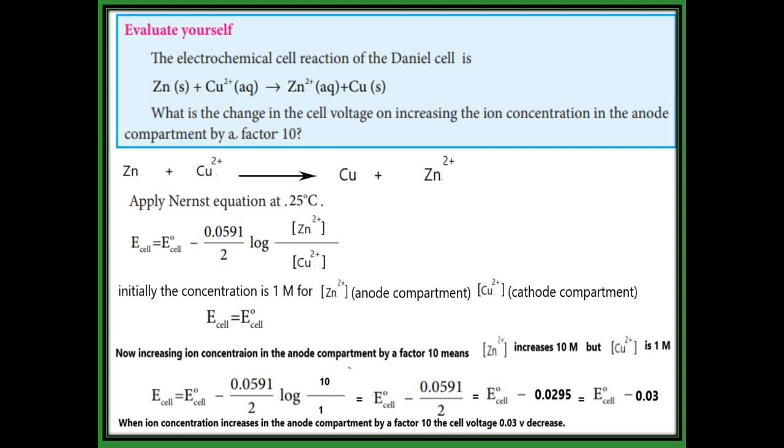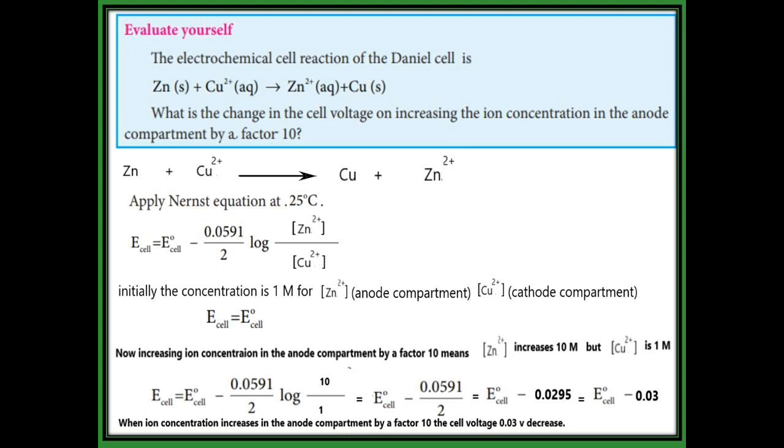In the product concentration, the aqueous species, we put the concentration of zinc 2 plus in the numerator, and in the denominator, leaving the concentration of zinc, we put only the copper 2 plus concentration. Initially, the zinc 2 plus concentration and the copper 2 plus concentration are both the same, that is 1 molarity, which means we get the E cell value as E naught cell.